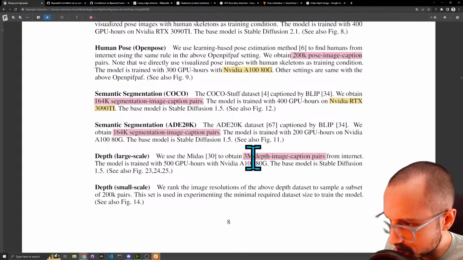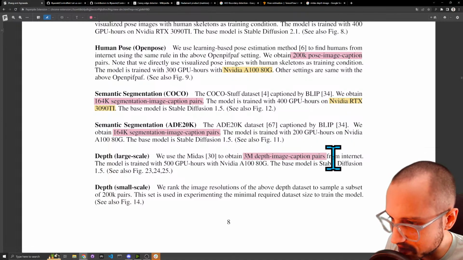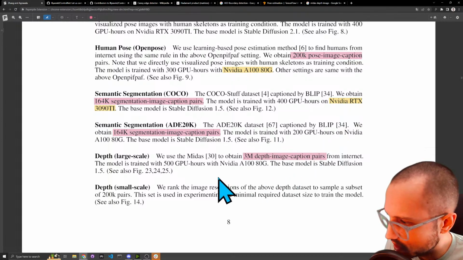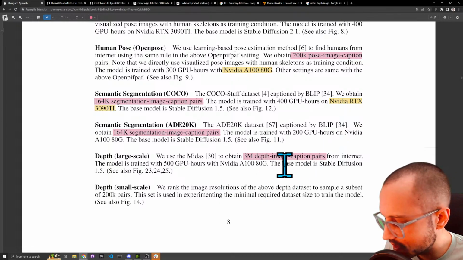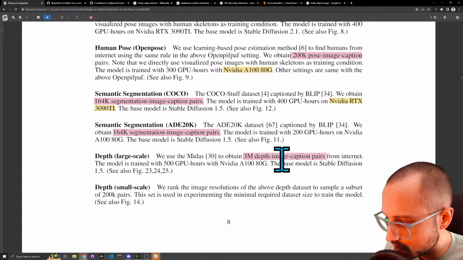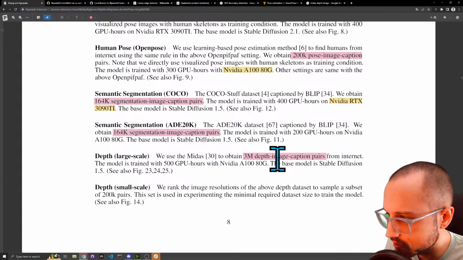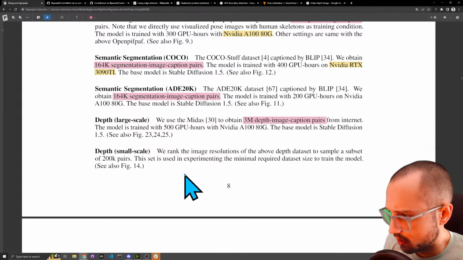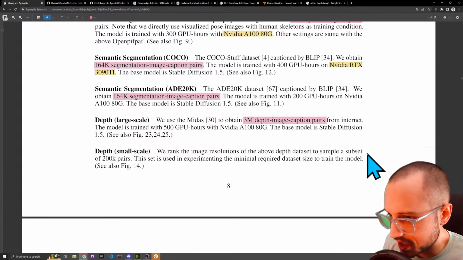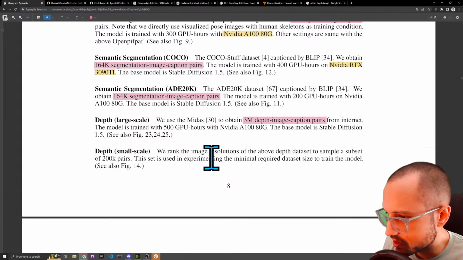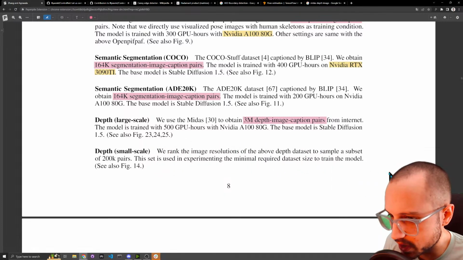But it might be the case that they don't get as many as they want. Here you have 3 million depth image pairs. So maybe a data set with true depth wouldn't be big enough and would probably be too narrow in terms of the domain for them. We rank the image resolutions of the above depth dataset to sample a subset of 200K pairs. This set is used in experimenting on the minimal required dataset to train.